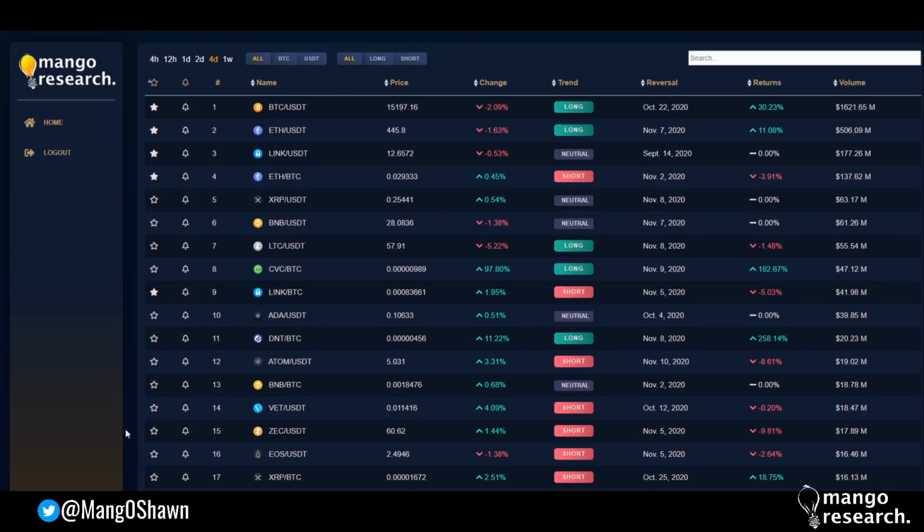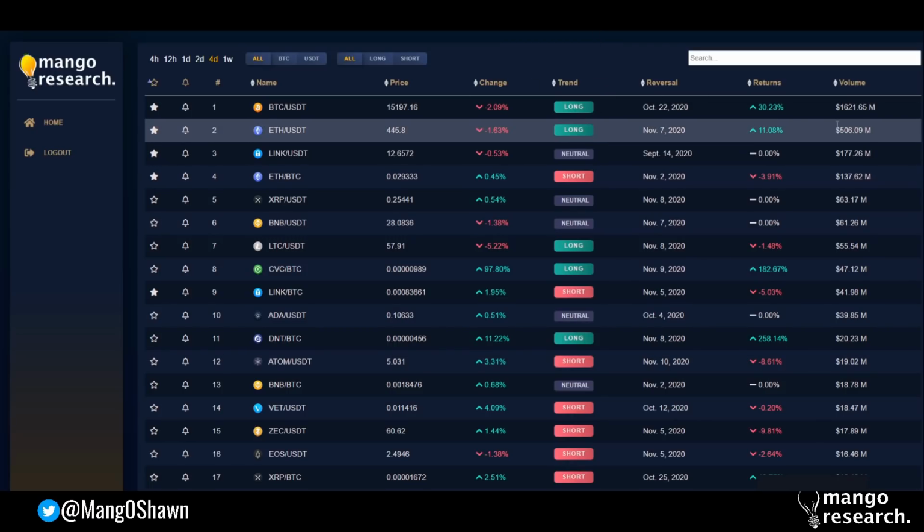Over here on the Mango Research dashboard, available at app.mangoresearch.co, in the free version as well as the premium version, we're looking at the 4-day time frame. The reason I want to highlight this is the reversal date. This long signal reversal was all the way back on October 22nd. Ever since then, we didn't have to do anything. This reversal column tells you when your last action had to be taken. The last time you actually had to do anything was October 22nd, about 20 days ago now.